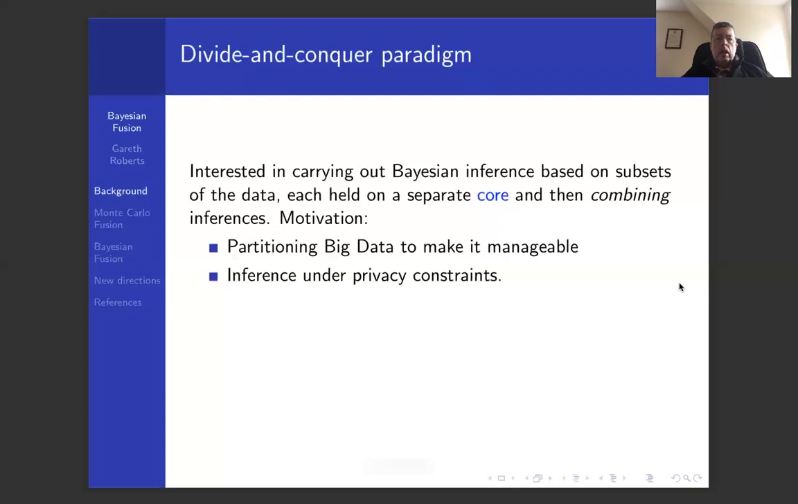So we're in the context of divide and conquer, and the situation is that we have different data sets sitting on different computers, on separate cores, as we'll call them. We're interested in carrying out separate inferences, sometimes called sub-posterior distributions on each core, and then combining these inferences. One motivation could be perhaps the sheer size of the data, making it impossible to hold all the data on one computer. And another motivation, which is particularly interesting to us, is that of inference under privacy or confidentiality constraints, where it's just not legally possible to hold all the data within a single database.